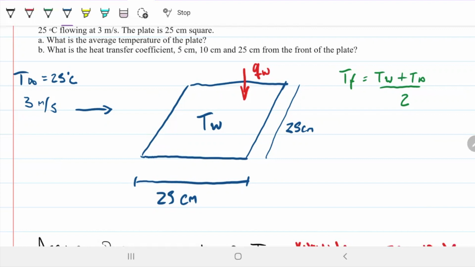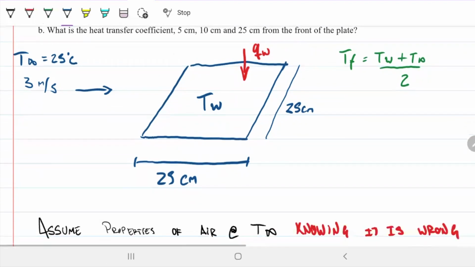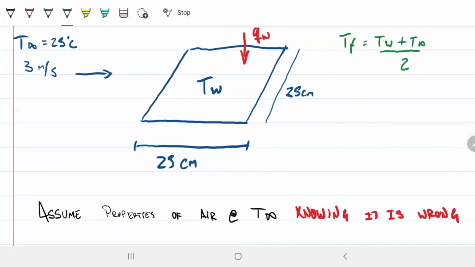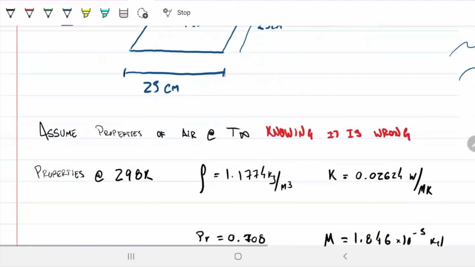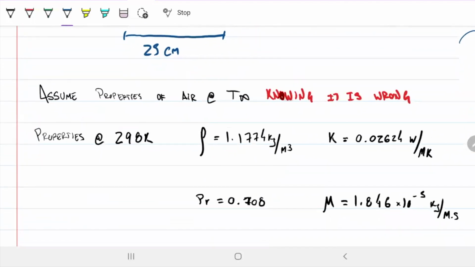So in this case, what we're going to do is assume the properties at 25 Celsius, which is the temperature of infinity, knowing that that is incorrect. Okay, so that's why I wrote down here: we're going to assume the properties of air are at T infinity, knowing it is wrong to do so. So we're going to grab the properties at 298 Kelvin, which is the same thing as 25 Celsius. I grabbed properties from table A5 at 298 Kelvin.